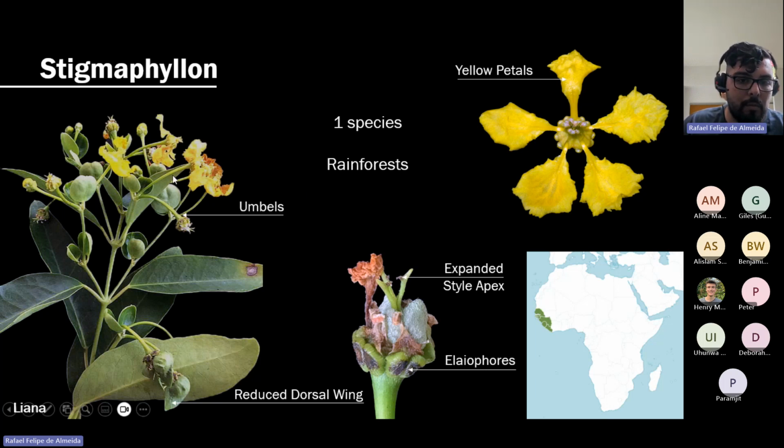And their flowers are arranged in umbels. They always have yellow petals. The most striking different thing in Stigmaphyllon is that the apex of their styles here in the gynoecium is expanded. So they might be expanded like this or into a leafy-like structure. They always bear elaiophores, oil-secreting glands on their sepals, and they always occur in rainforests or sandy beaches or different types of environments related to rainforests.